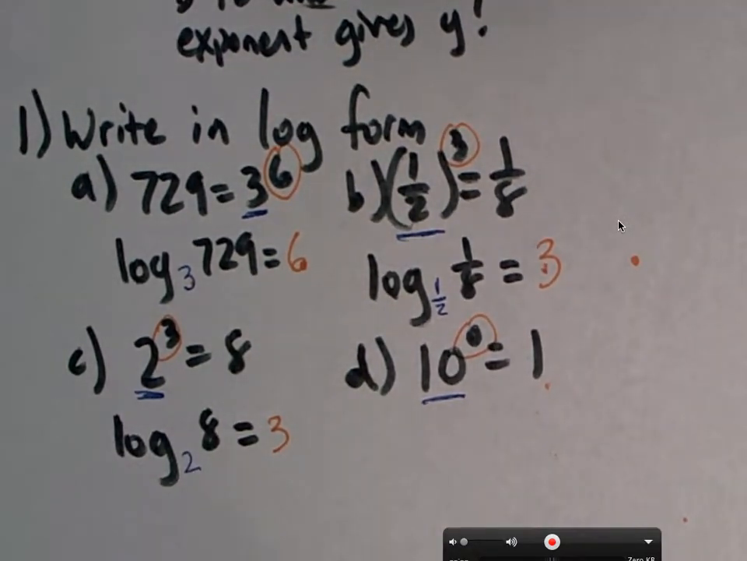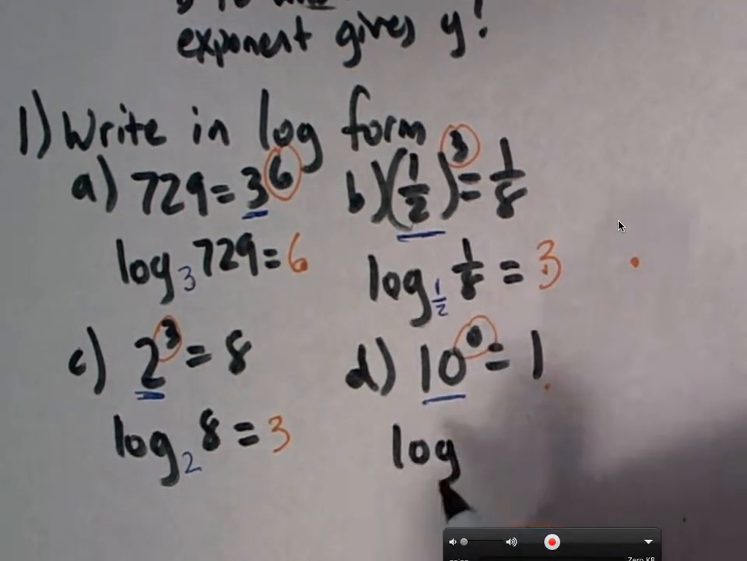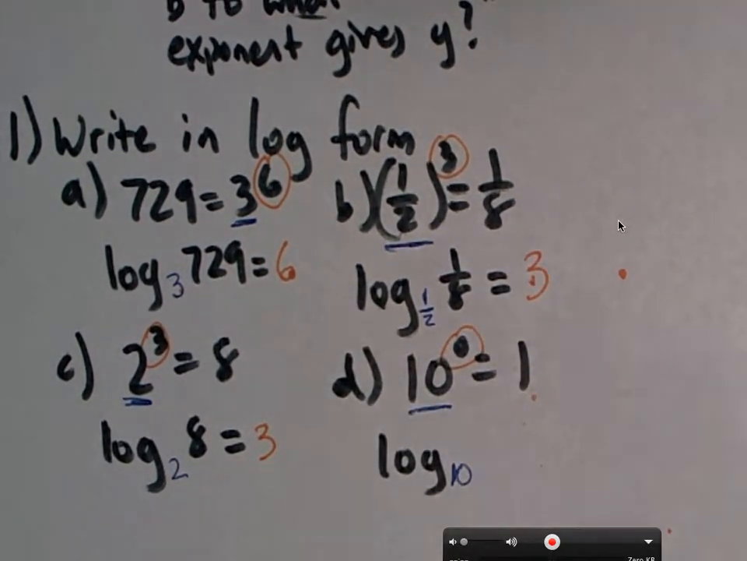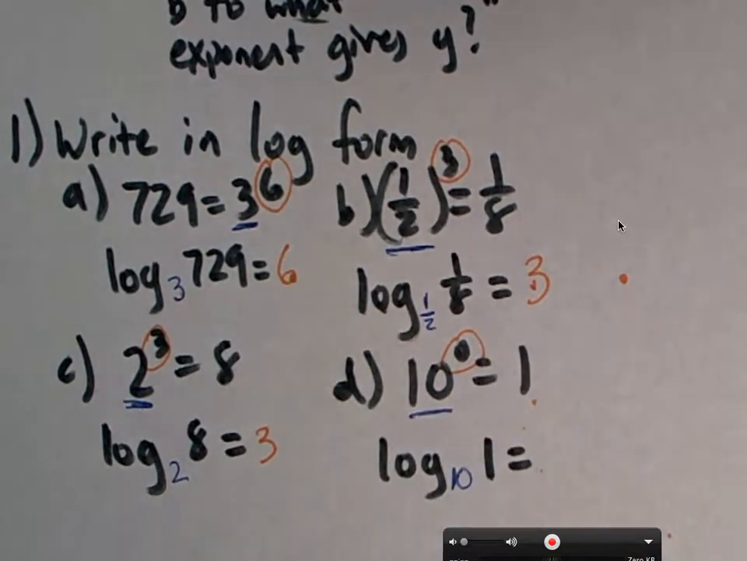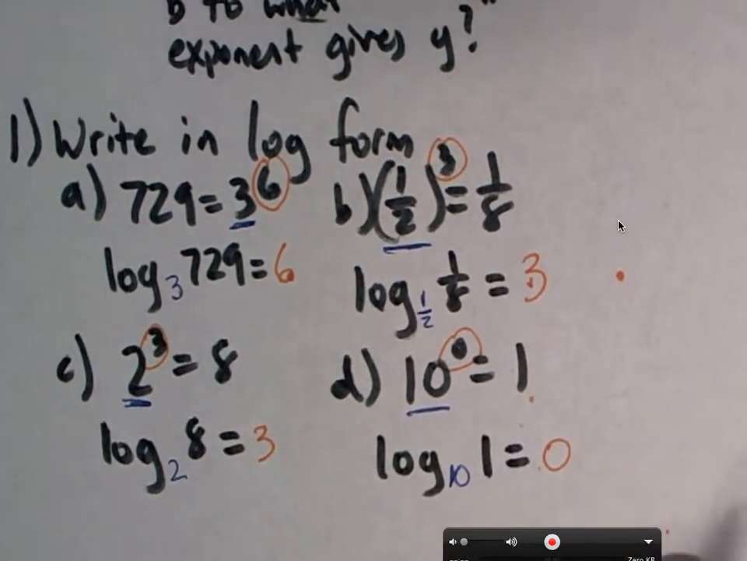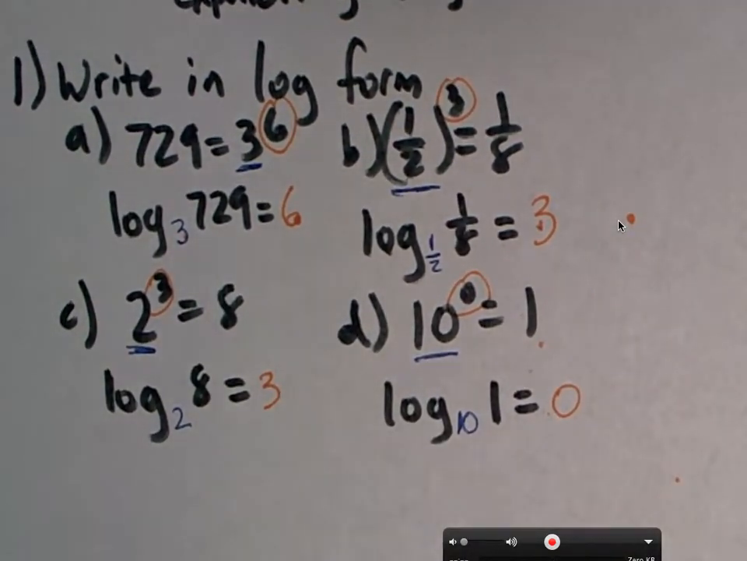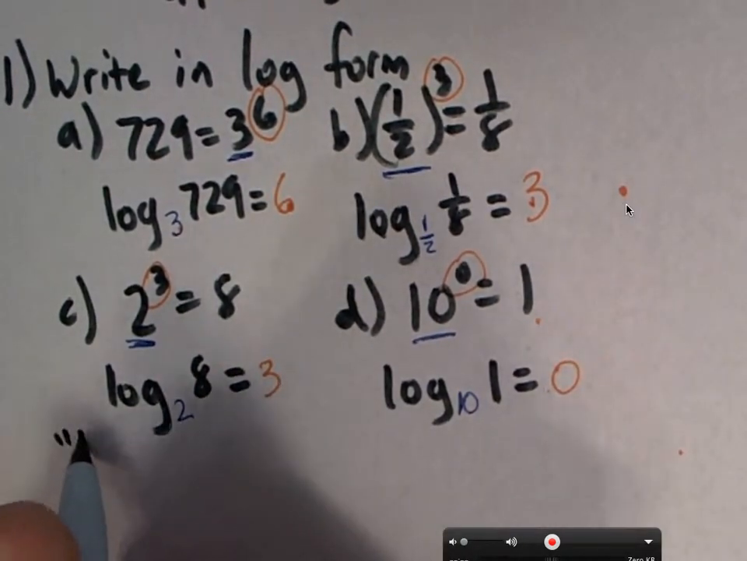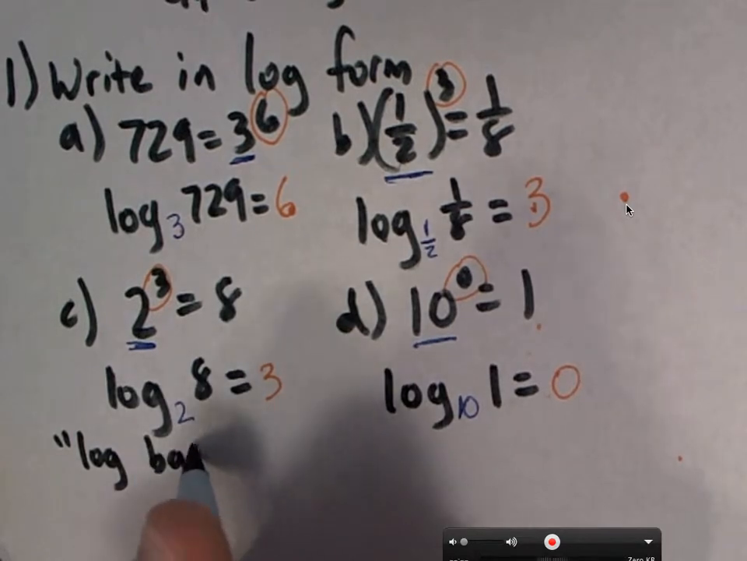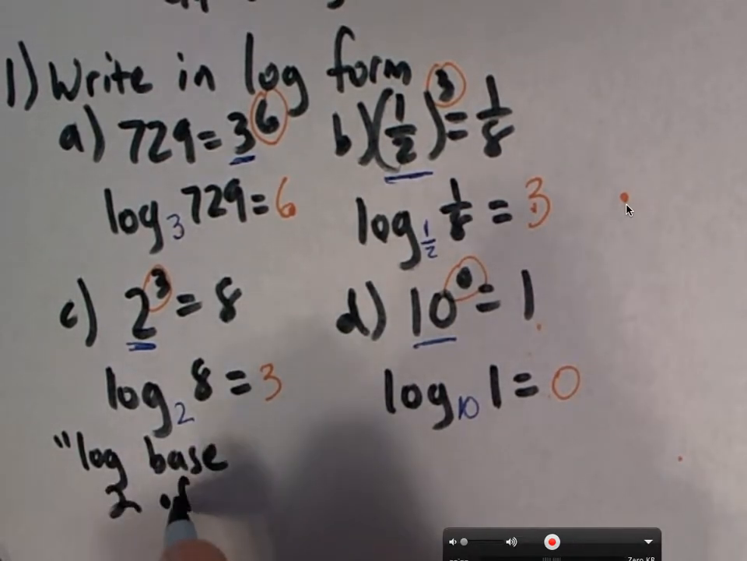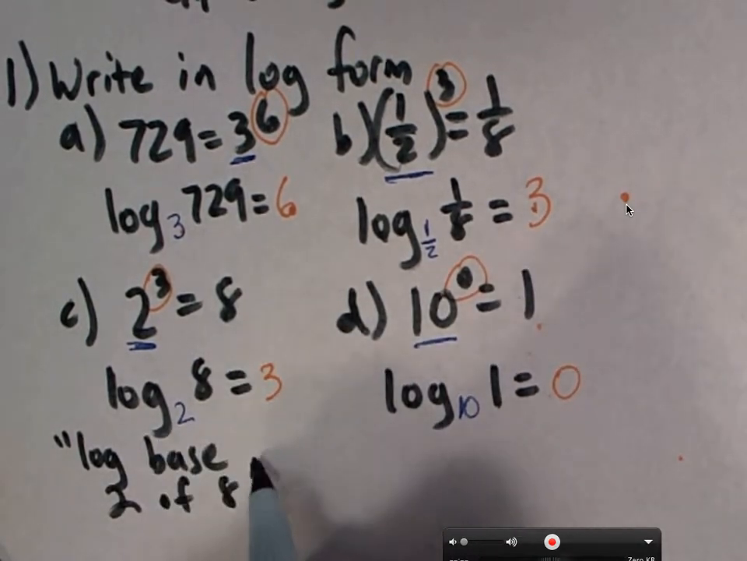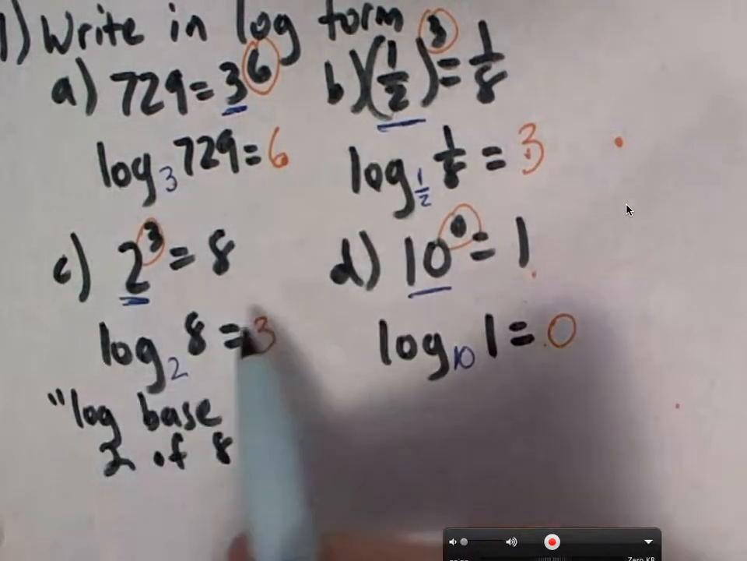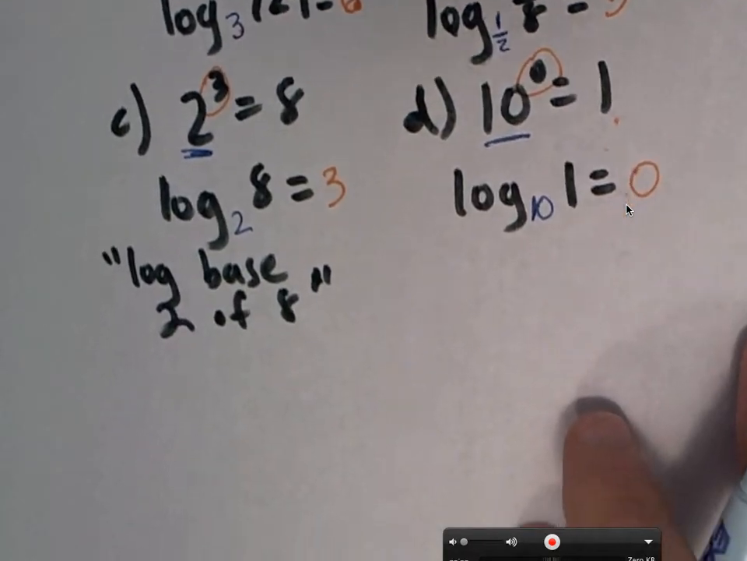Over here, we're going to say log base 10 of 1 equals 0. And when you're evaluating this, the way you pronounce it is log base 2 of 8. All right, so we know how to convert to log form.